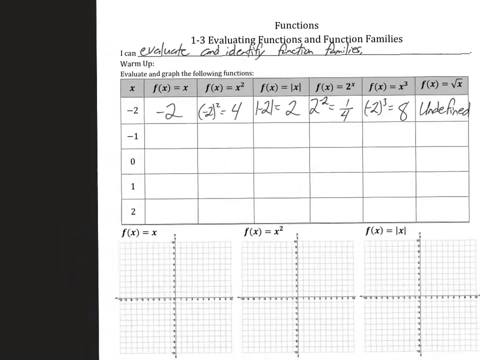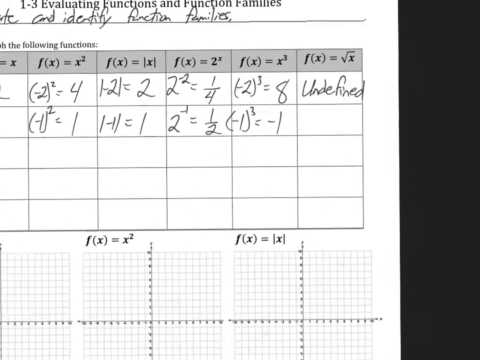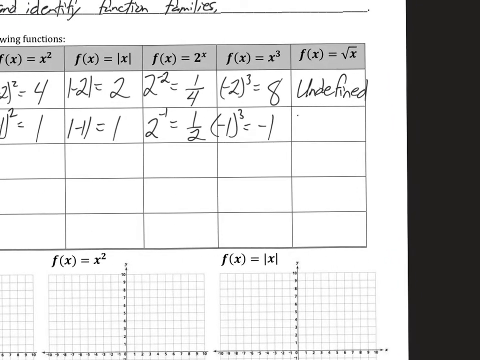Okay, so now let's do this next one, -1. Again, -1 squared is +1. The absolute value of -1 is +1. 2 to the -1st power is just 1 over 2. -1 to the 3rd power is -1. The square root of -1 is undefined.